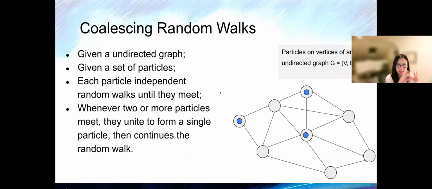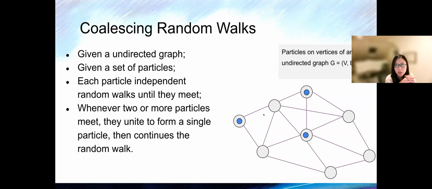Before talking about the proof ideas, let's talk about some background on coalescing random walk. In coalescing random walks, we are given a graph. It could be a complete graph, or an arbitrary undirected graph, with or without self loop. We are given a set of particles like this. In general, we can have each particle located at each vertex, and those particles move as follows.